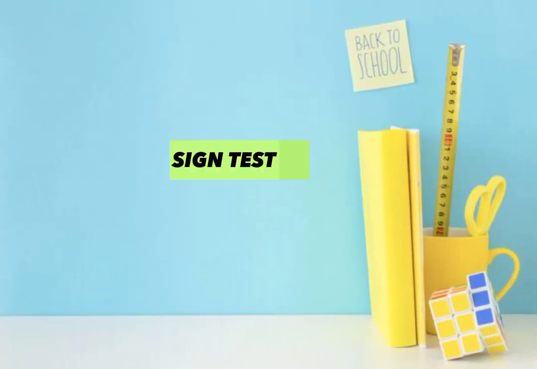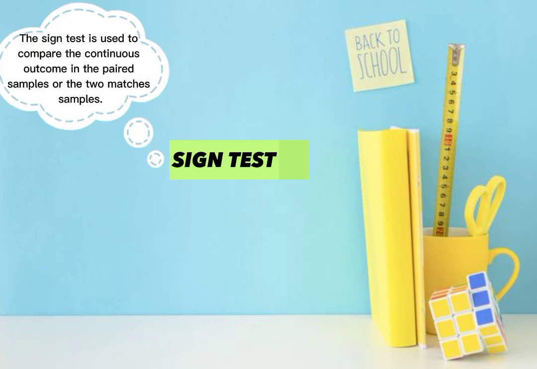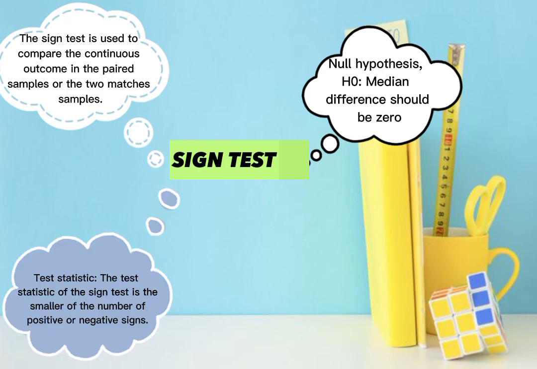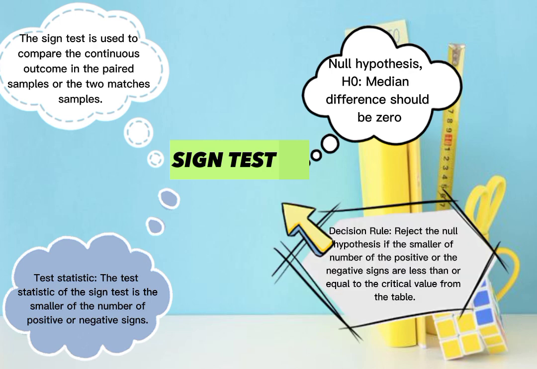Next is sign test. The sign test is used to compare the continuous outcome in the paired samples or the two matched samples. Null hypothesis: median difference should be 0. Test statistic: the test statistic of the sign test is the smaller of the number of the positive or negative signs. Decision rule: reject the null hypothesis if the smaller of the number of the positive or the negative signs is less than or equal to the critical value from the table.